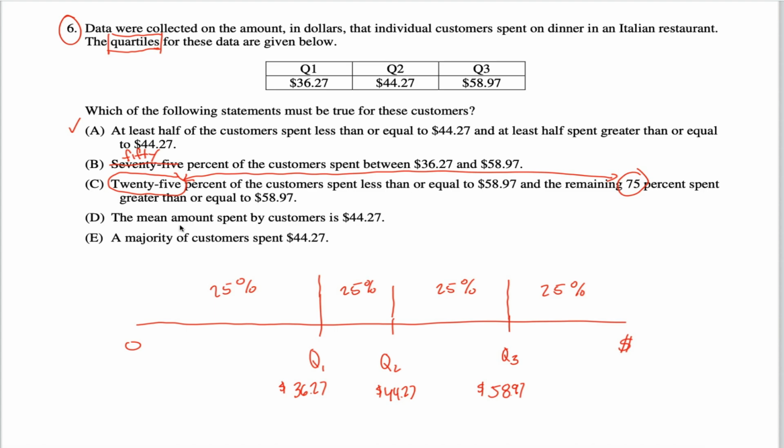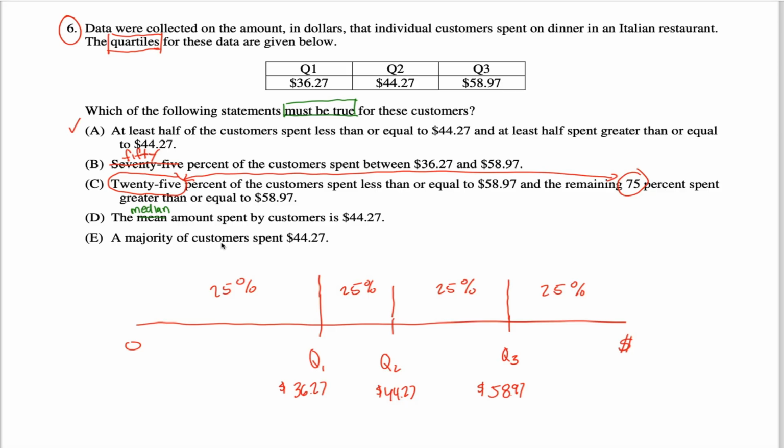What about D? The mean amount spent by customers is $44.27. Again, got to be a little bit careful here. That's certainly possible. It's possible that the mean amount is $44.27. But what the question says is which of the following statements must be true? And this doesn't have to be true. The median amount spent by customers is $44.27. That's absolutely true. But the mean is not necessarily equal to the median, and therefore this is a false statement.